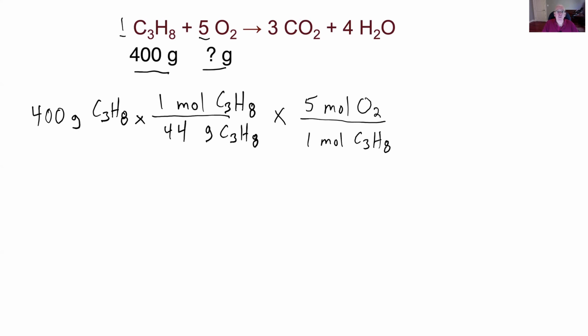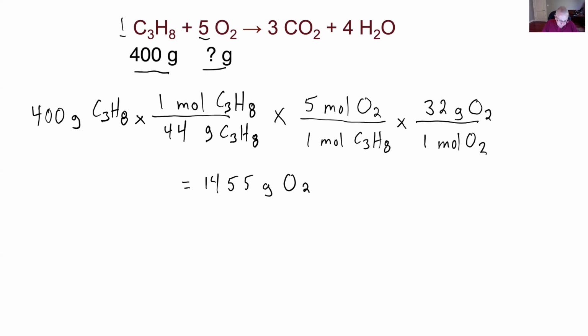My problem didn't ask me for moles of oxygen, it asked me for grams of oxygen. So I'm going to hang one more step over here, which says that every 1 mole of oxygen is equal to 32 grams of oxygen. All right. And if I multiply all of that stuff out, my notes over here tell me that I need 1,455 grams of oxygen in order to pull this off and get my propane all to burn, okay?